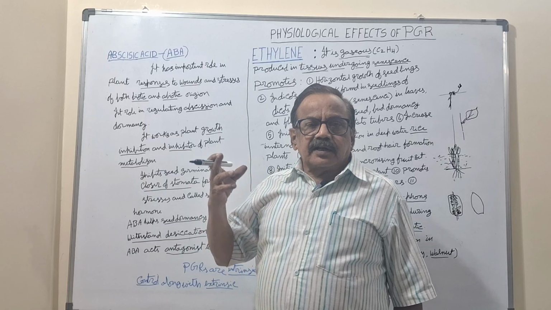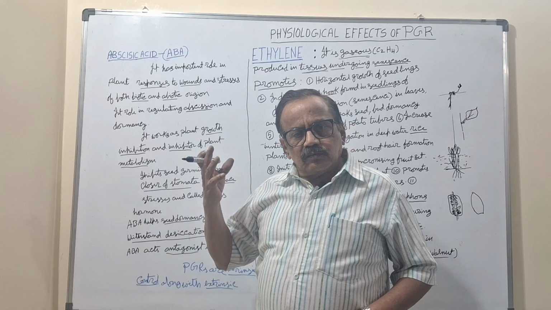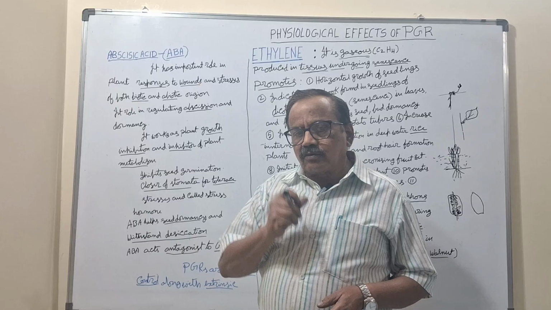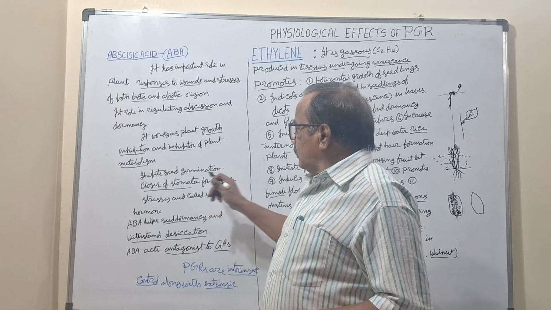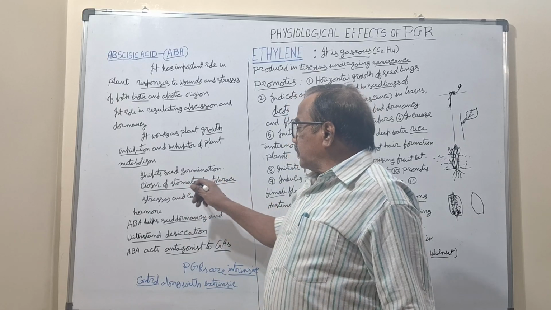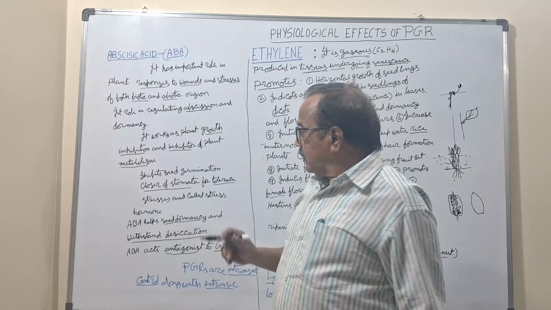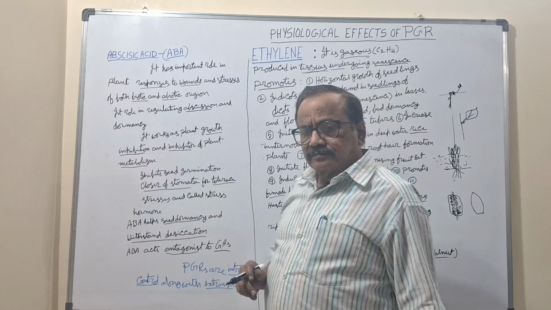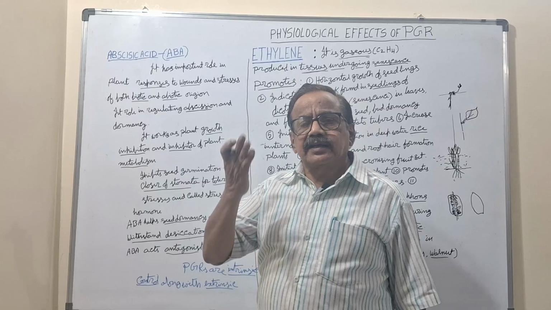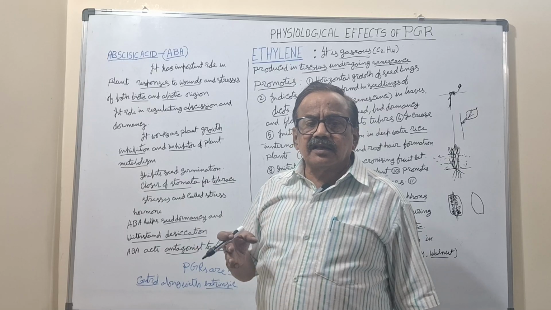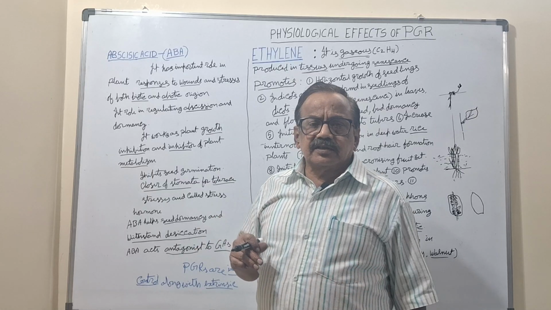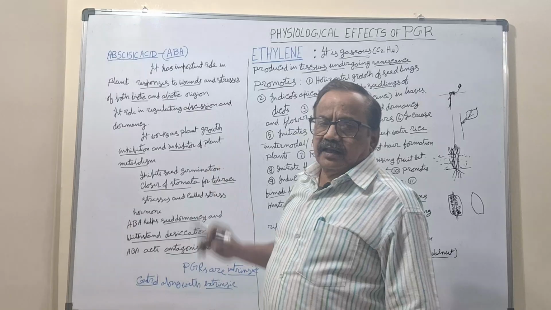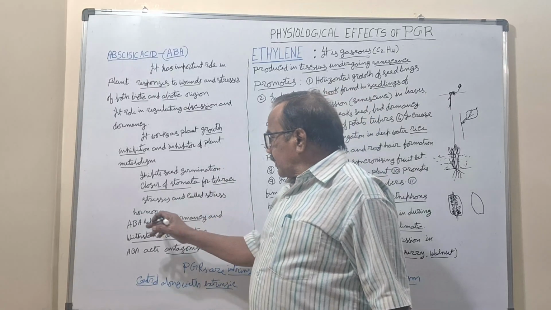When the sunlight is more and temperature is more, the stomata will be closed by the abscisic acid, and it is called the stress hormone. Stress means what? High temperature. Water is less also, it will be doing some metabolic activities, all these things will be done.